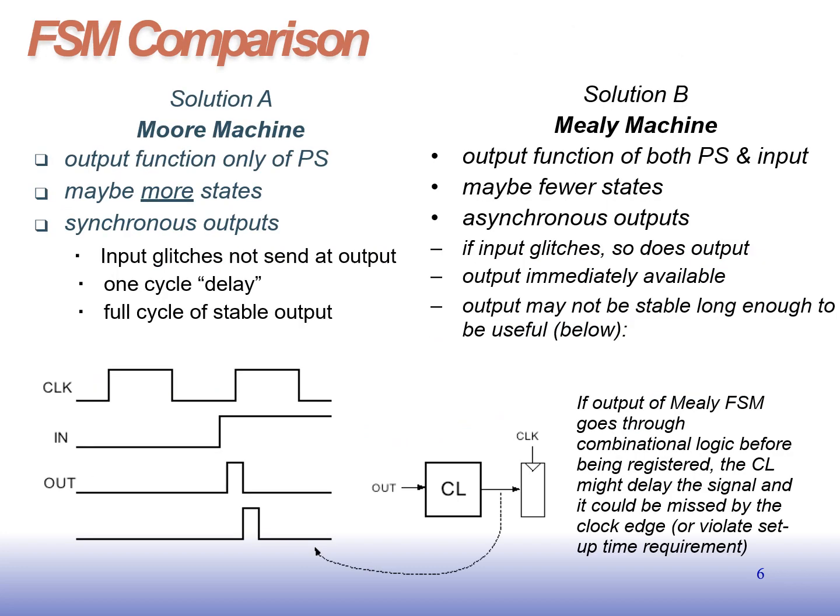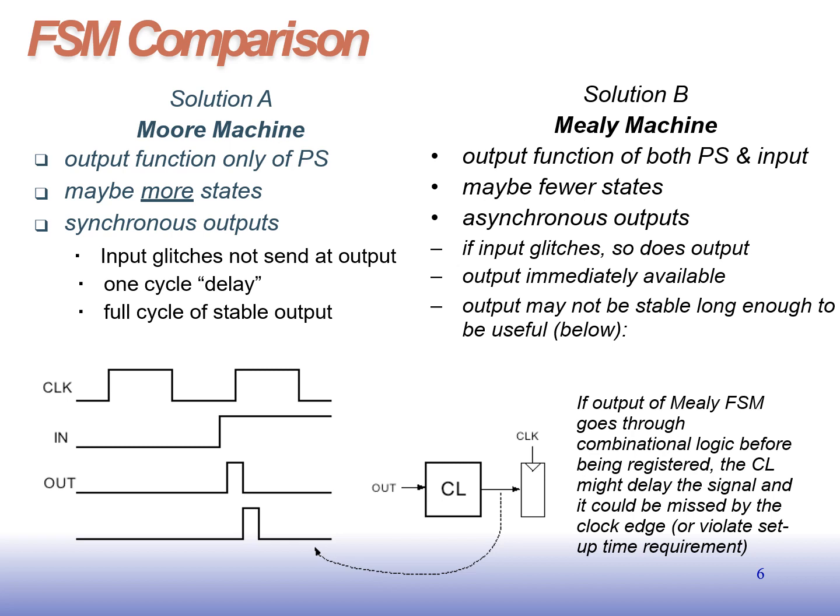The comparison of the Moore machine and the Mealy machine. In the Moore machine, the output is a function only of the present state. It may have more states, synchronous outputs, and input glitches are not seen at the output. There is a one-cycle delay, giving a full cycle of stable output.